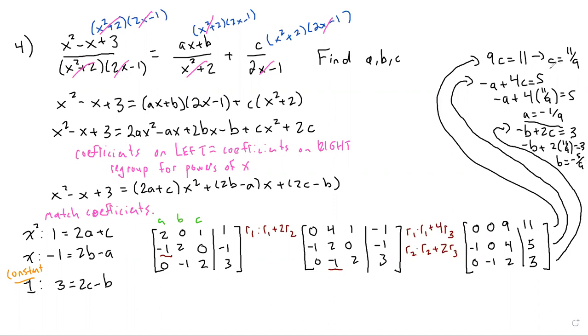So we have solved for our 3 pieces. We've got a is -1 over 9, b is -5 over 9, and c is 11 over 9. Those would be the coefficients, and that will actually make those 2 expressions on the left and right identically equal to each other.